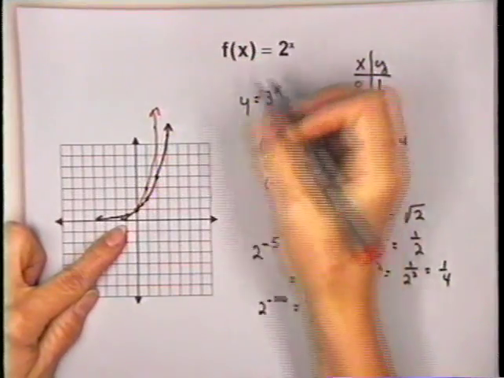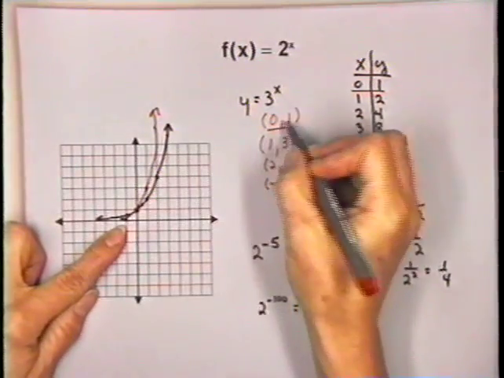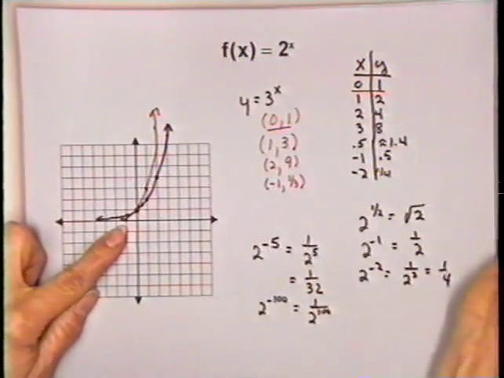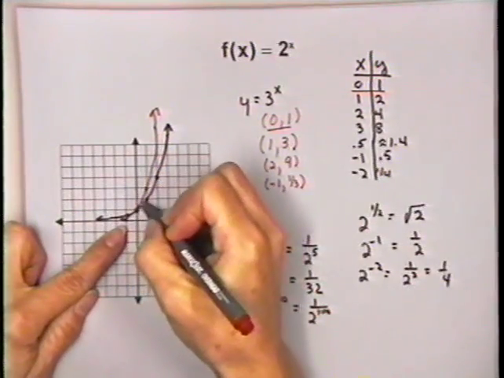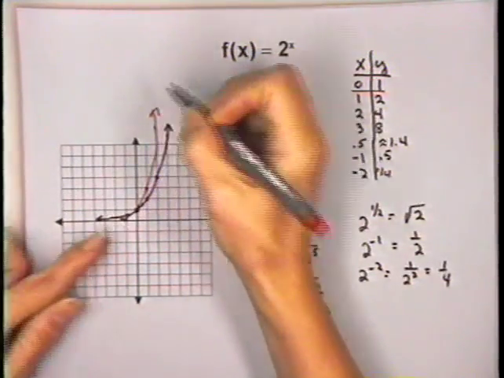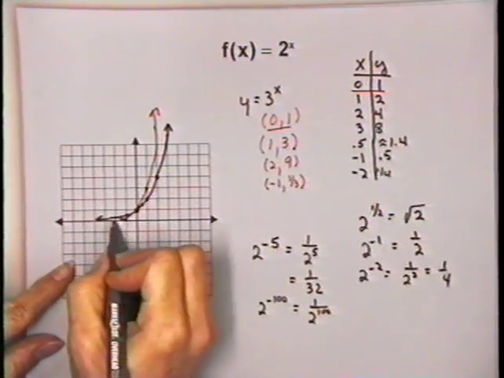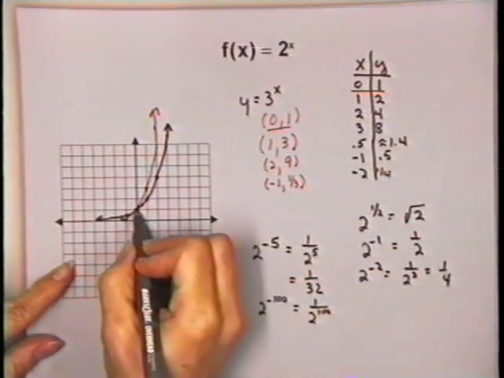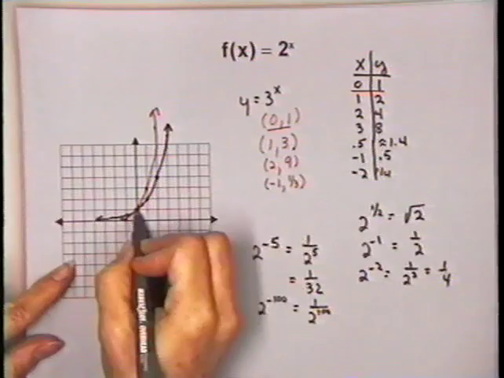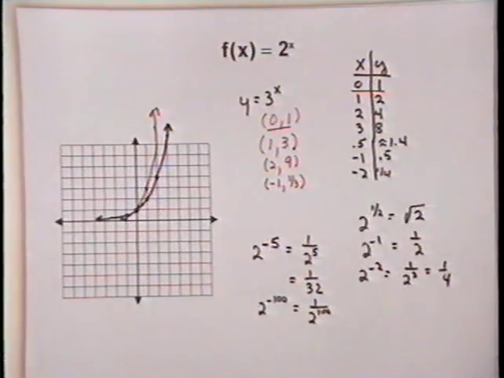My 3 to the x graph has the same point 0, 1 that my 2 to the x graph had, but it will rise faster going to the right, and it will come down faster to the left. So these two graphs actually cross each other at that point 0, 1.